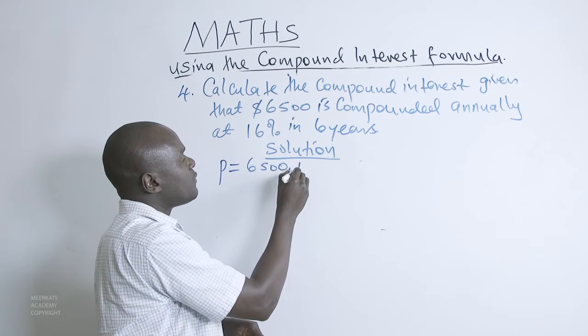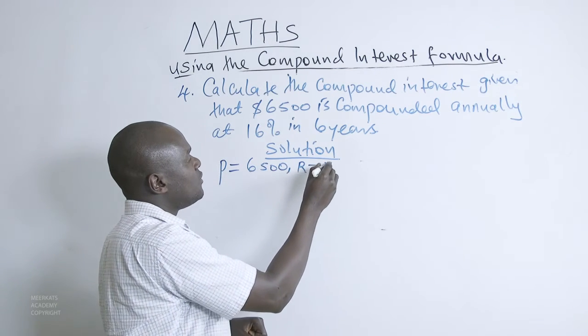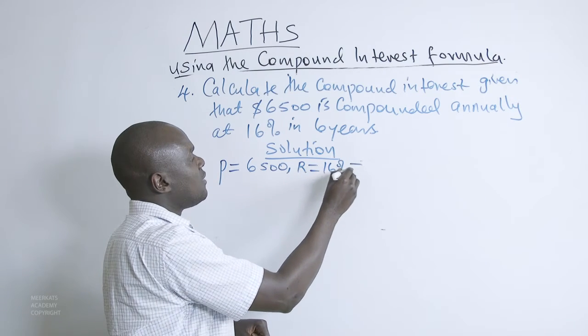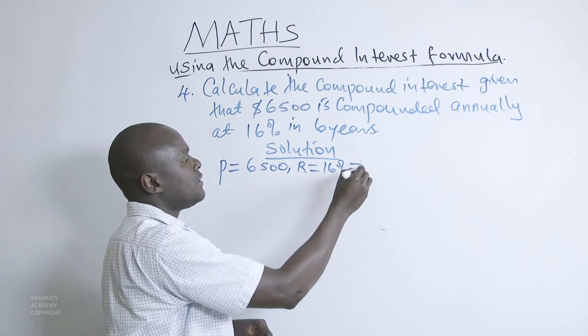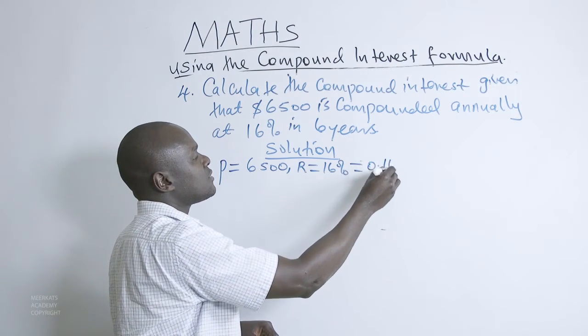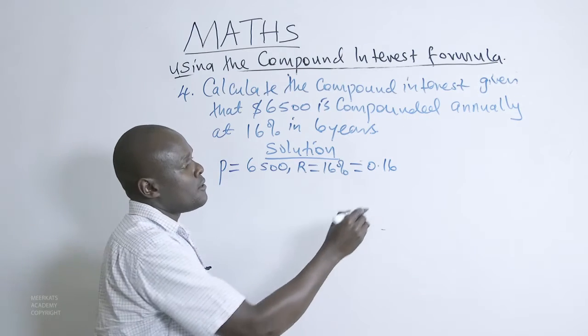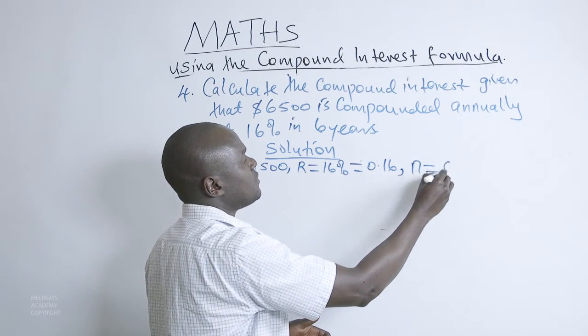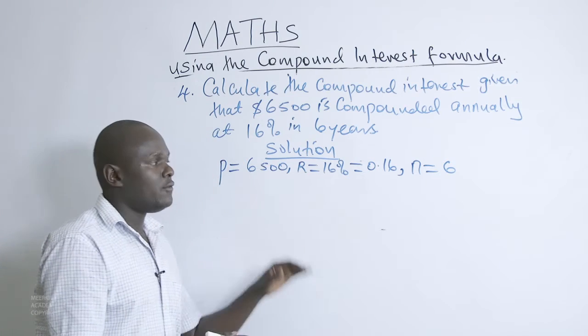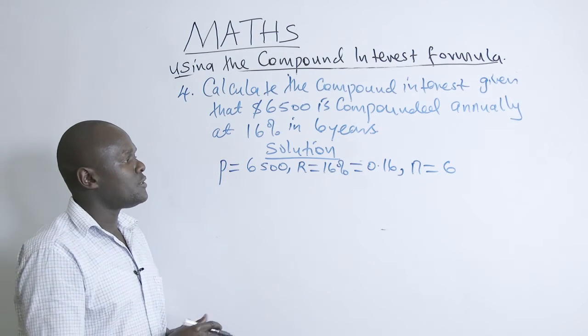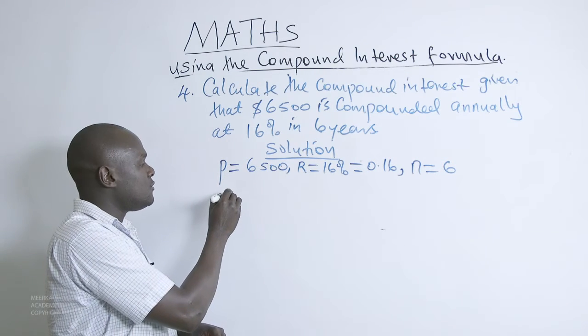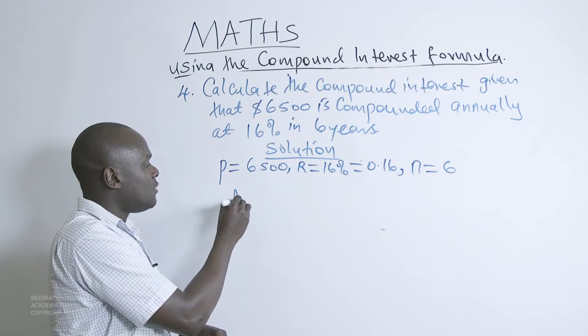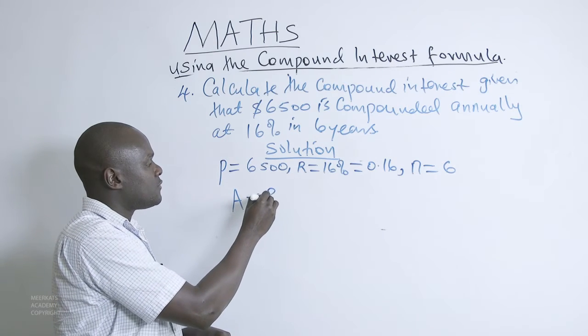We have also been provided with the rate, which is 16%, and if it is divided by 100, you will get 0.16. Lastly, we've been provided with the period, which is 6 years. After listing down the terms together with their values, we go ahead and write down the compound interest formula.